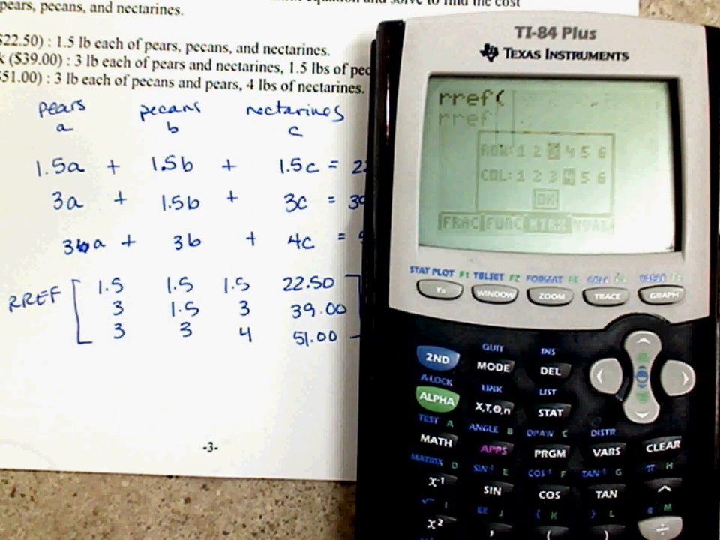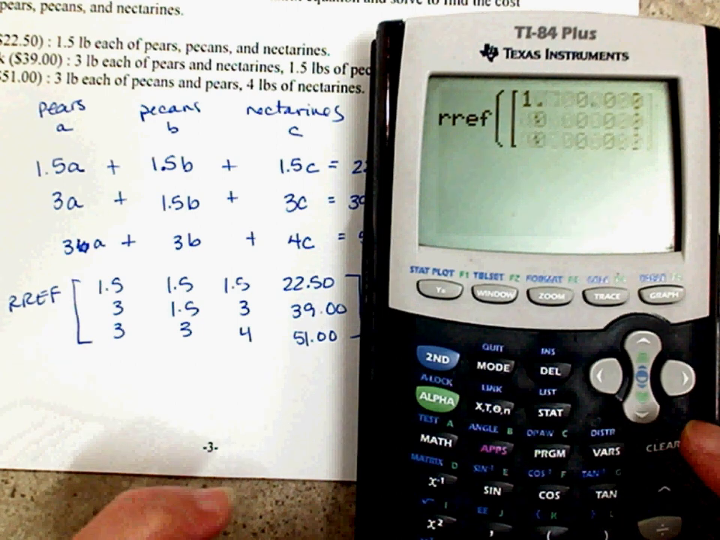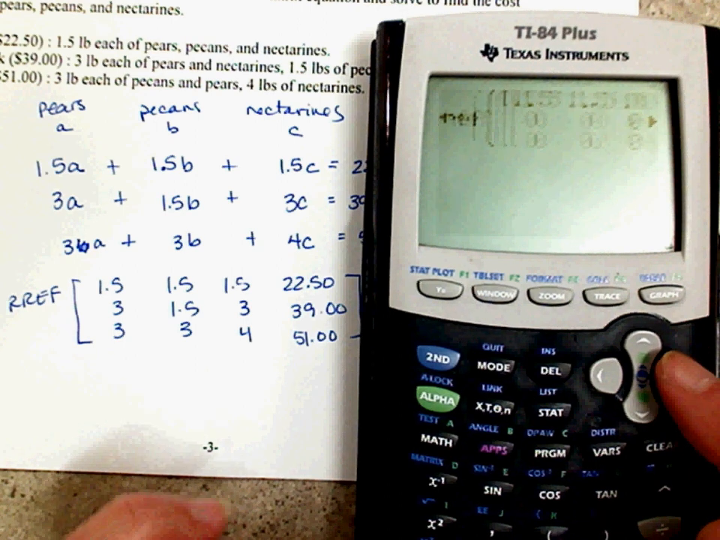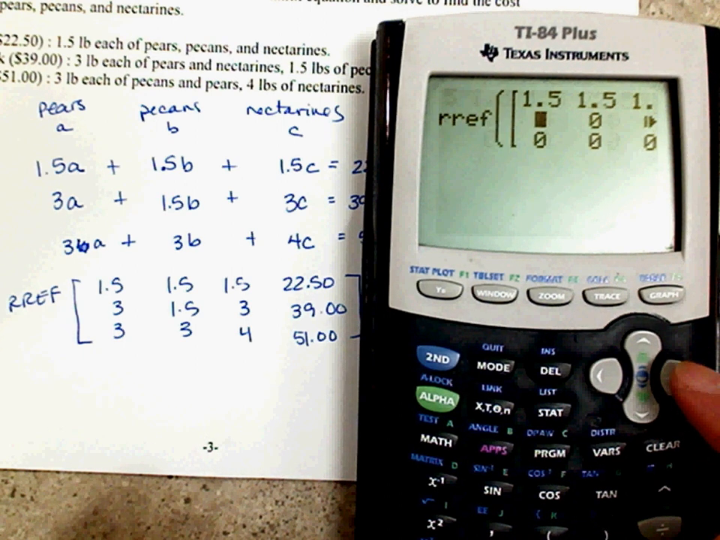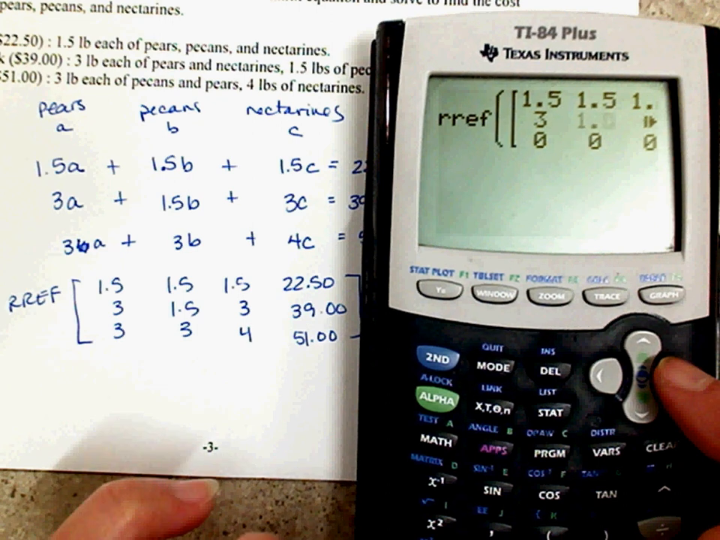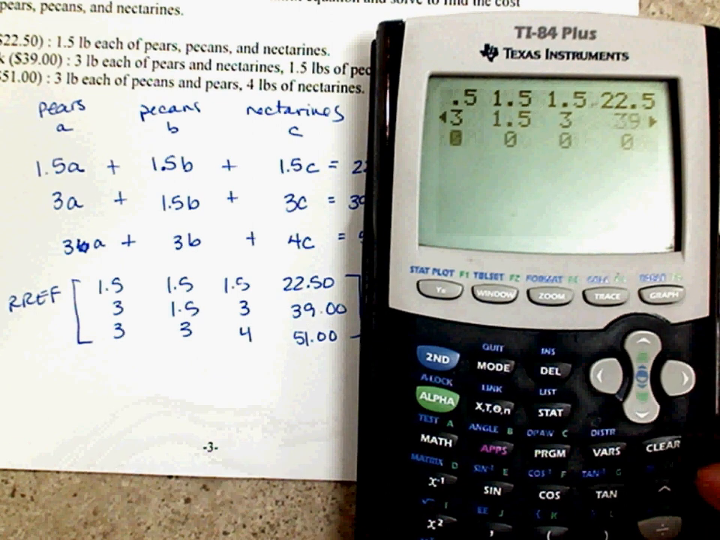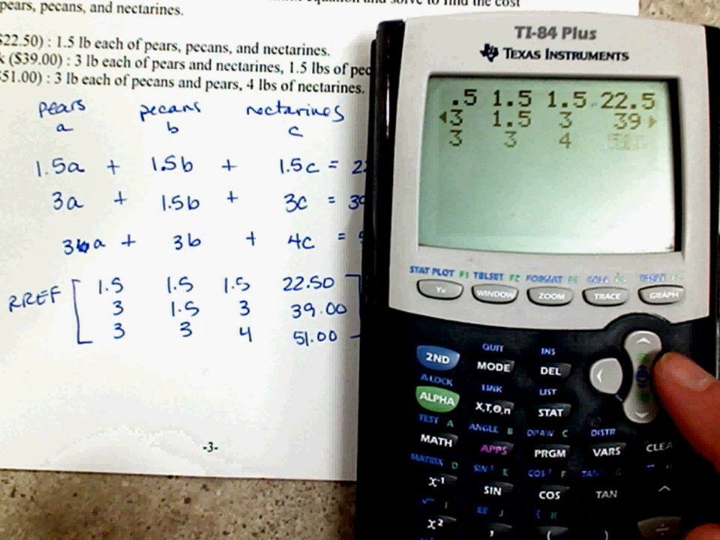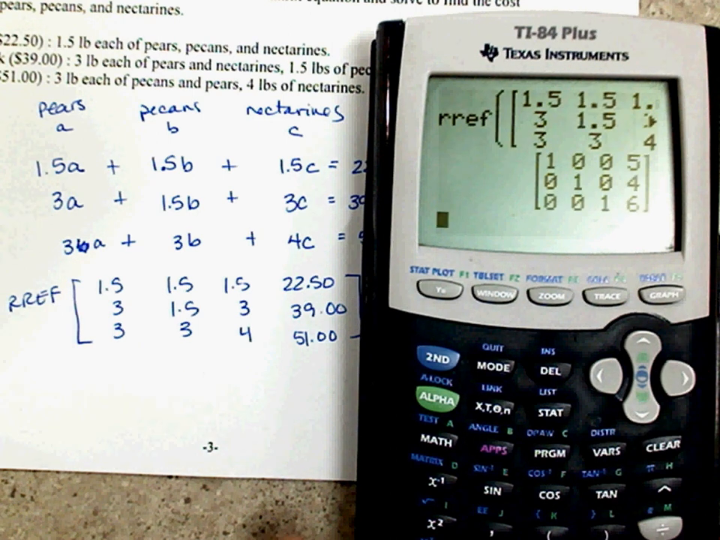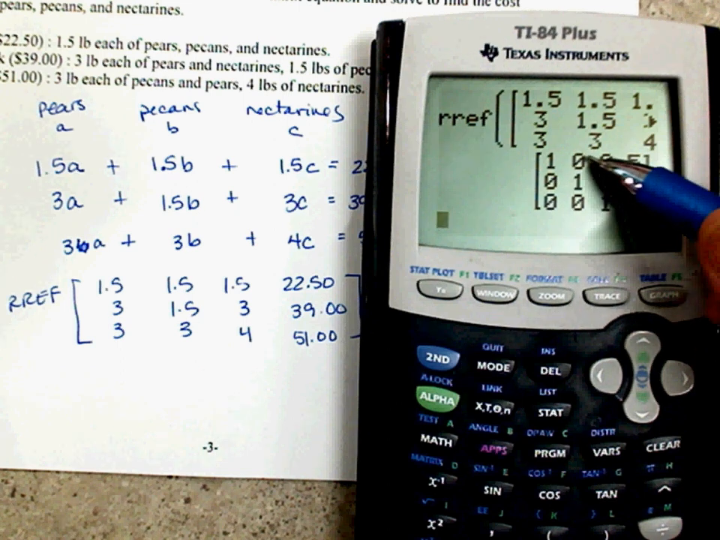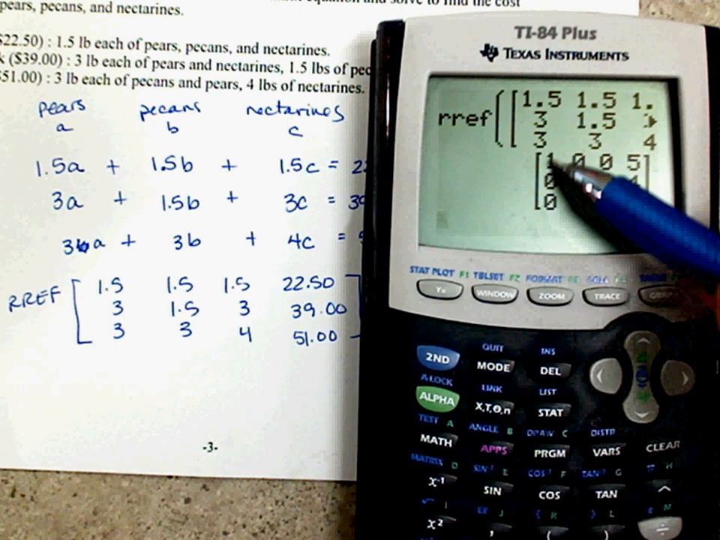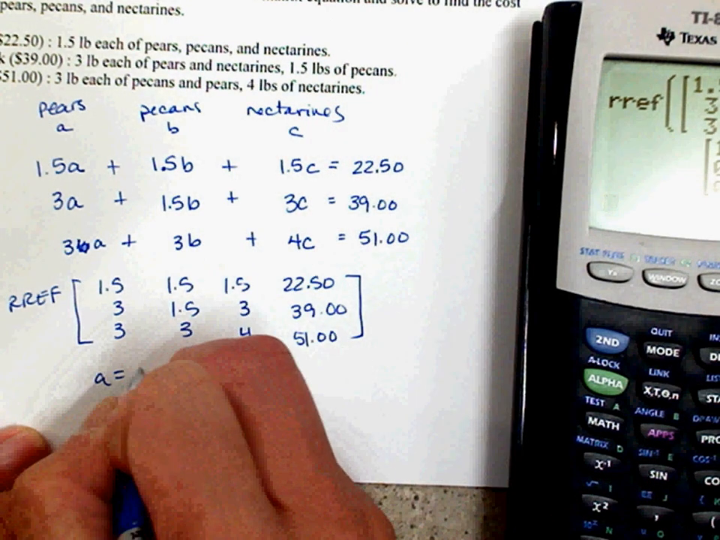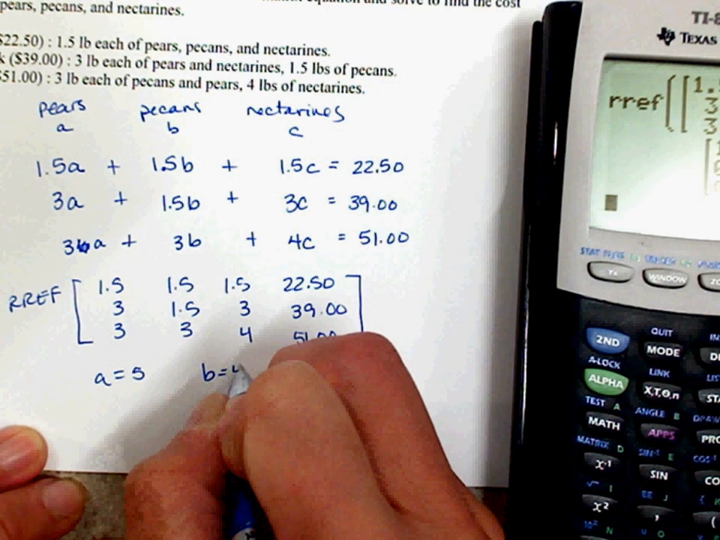Okay, so I'm going to type this in, 1.5, 1.5, 1.5 for $22.50. 3 pounds, 1.5, 3, $39. Okay, make sure your numbers are correct. 3, 3, 4, 51. All right, do you see how you have your diagonals right here? Good. So here's your pears, here's your pecans, here's your nectarines. So A is equal to 5, B is equal to 4, and C is equal to 6.